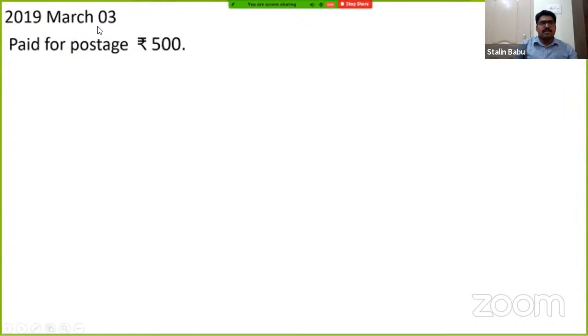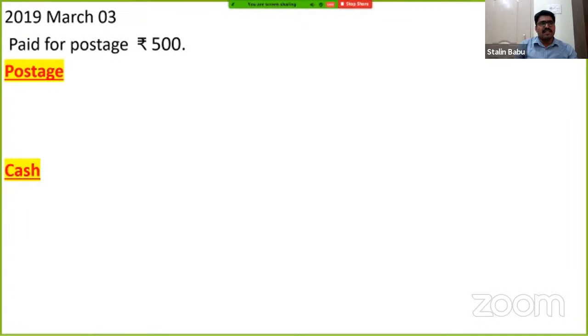2019 March 3rd, paid for postage rupees 500. Here the word paid itself reveals that it is an expenditure. We are paying, cash is going out for postage. For postage and stamps expenditure, we paid rupees 500. That means it is an expenditure. So the two accounts involved in this transaction are postage, the head of the expenditure, and what is going out of the business? Cash. The two accounts are postage account and cash account. Postage is an expenditure, so it is a nominal account.